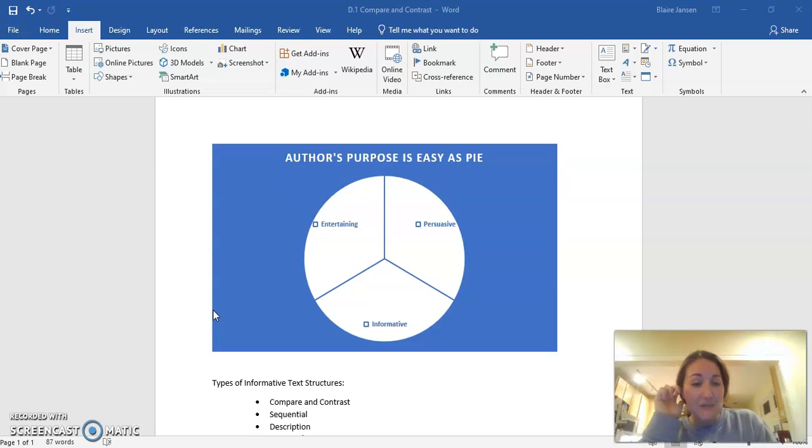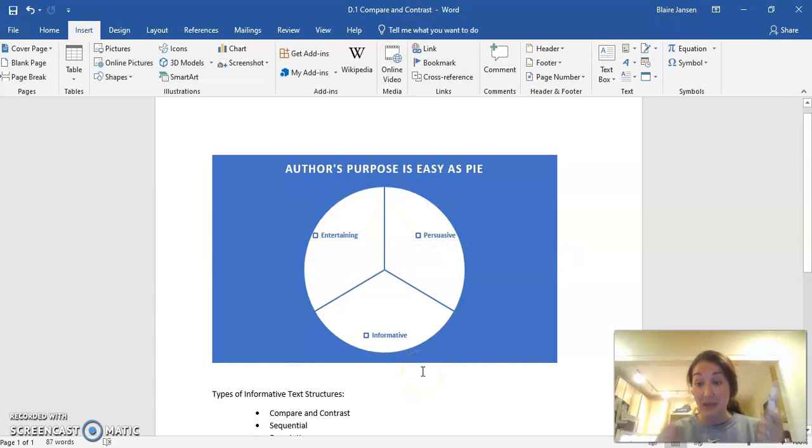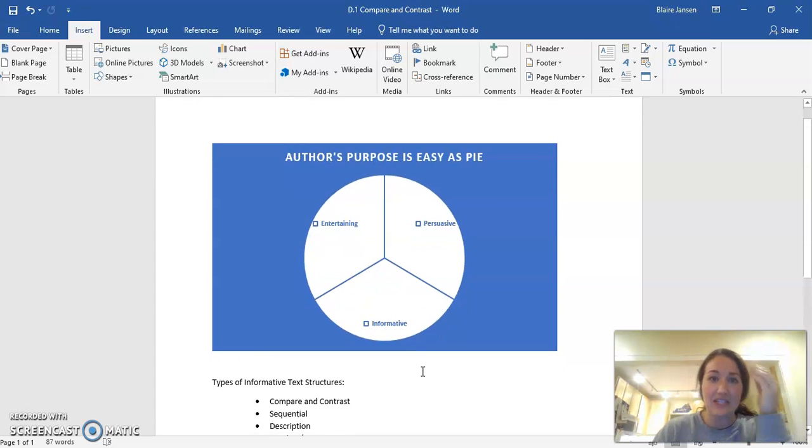Okay. As previously discussed, we've been looking at author's purpose. If you'll look at your note-taking page for today, be sure you have a piece of paper handy and a pen or a pencil or a marker. Also, whiteboards work really well too for jotting down any ideas and thoughts before you start IXL. We're going to be looking at activity D1, compare and contrast.